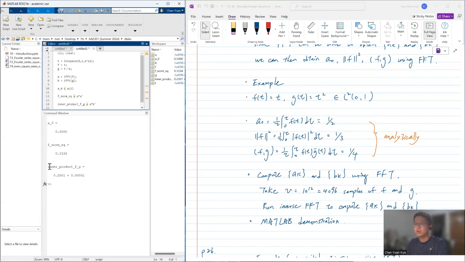And last, we are going to look at the inner product of f and g. And in the end, we have 0.2501 plus 0i. Basically, this is going to be 1/4. So again, we see that these two values match each other. So this is how you can compute the inner products in the Lebesgue space using the fast Fourier transform.